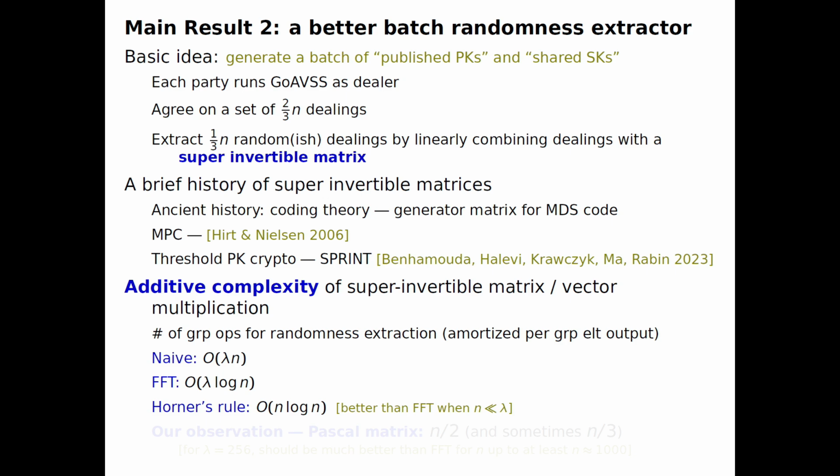You can use Horner's rule, especially if you have small evaluation coordinates. That brings it down to n log n. So this is going to be better than FFT when n is a bit smaller than lambda. So for n up to 100 or 200, this will actually be better.